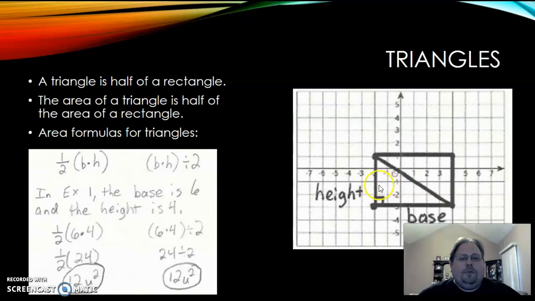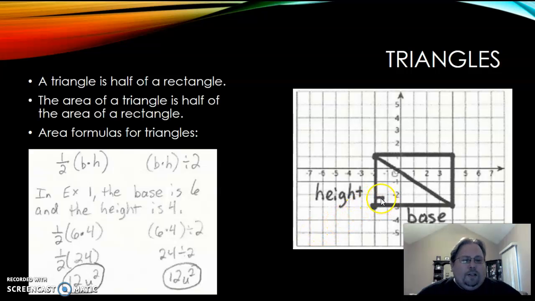So in this first example, the base is 6 and the height is 4. So 1/2 times 6 times 4, so 6 times 4 is 24, 1/2 times 24 is 12. Here we have 6 times 4 divided by 2, so 24 divided by 2 is 12. They're both 12 units squared.